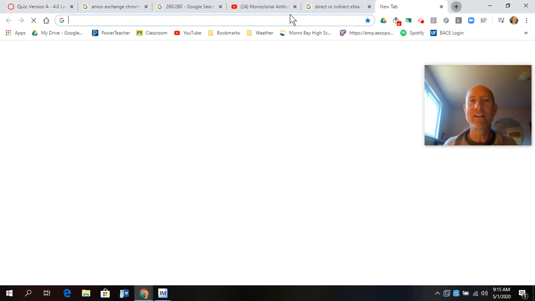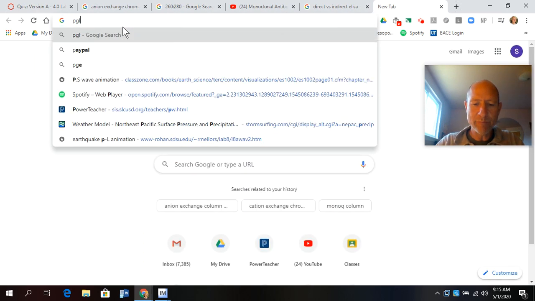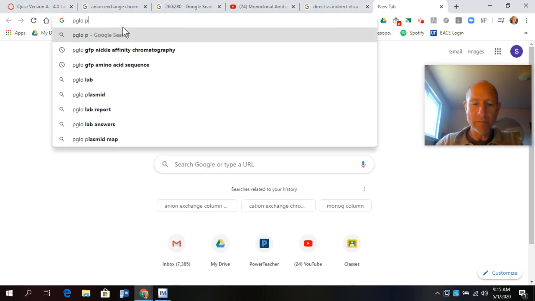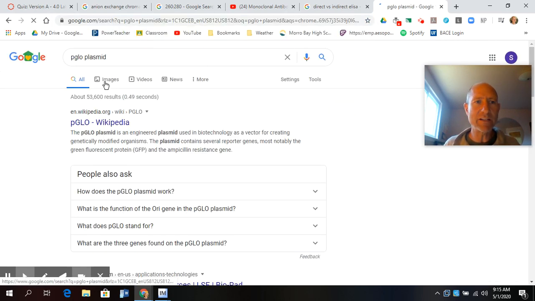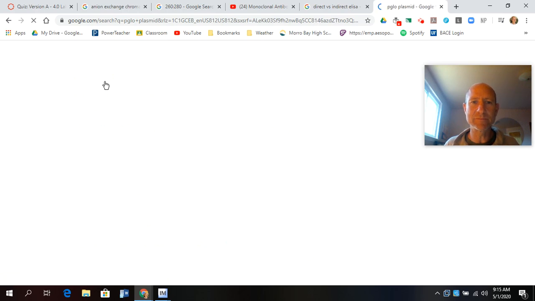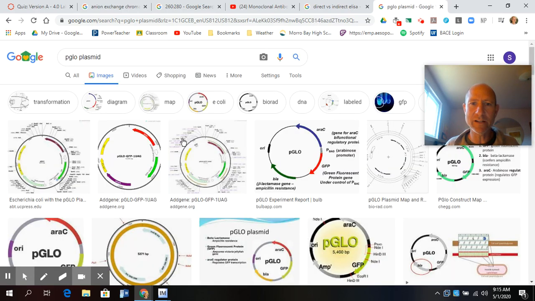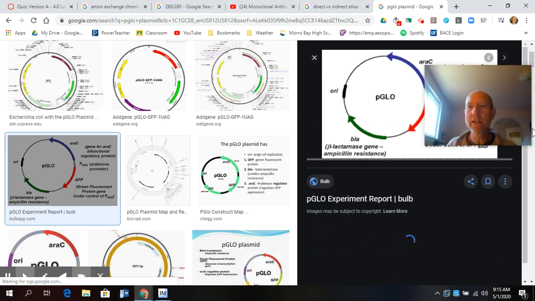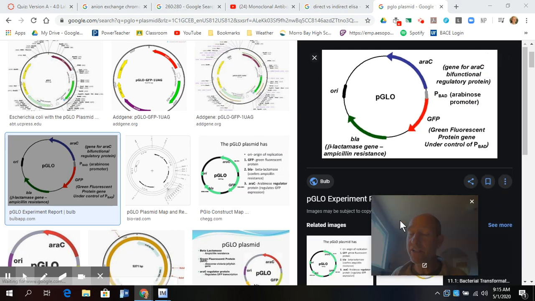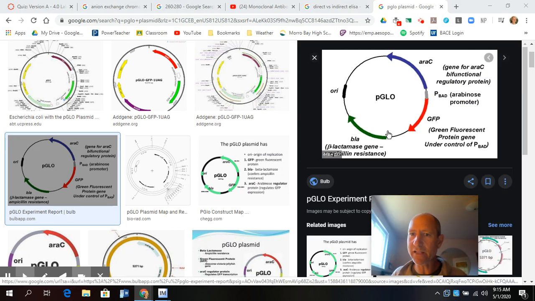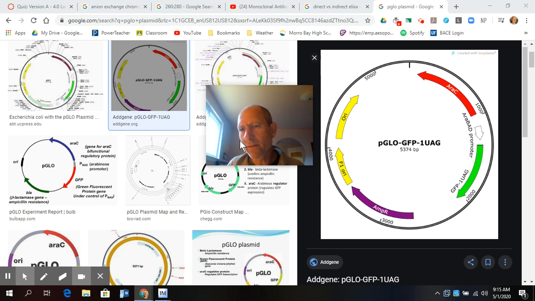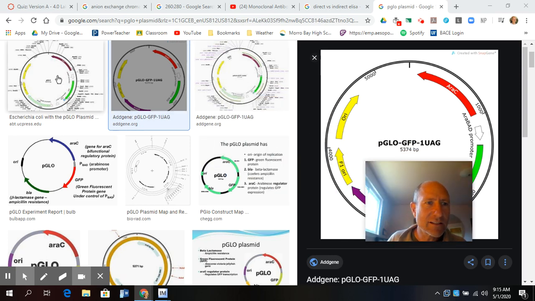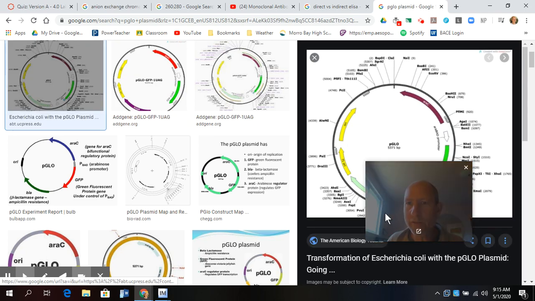Here, let me show you something. pGLO, baby. Plasmid. So we use this plasmid a bunch, yeah? pGLO. Boom, here it is right here. So in the pGLO plasmid, an engineer made this plasmid, yeah? Here, let me find one with the multiple cloning site. Let's try this one. Nah. Let's try this one.